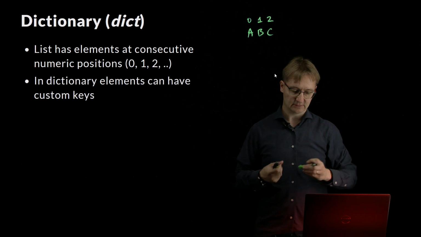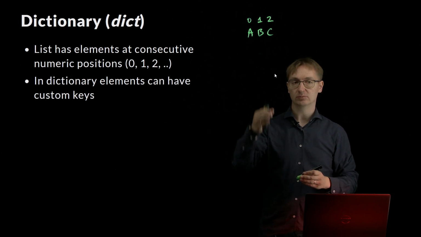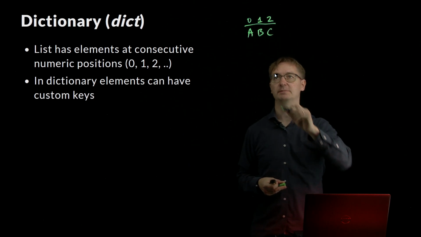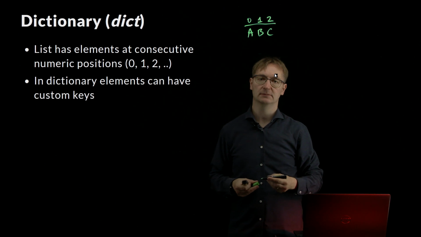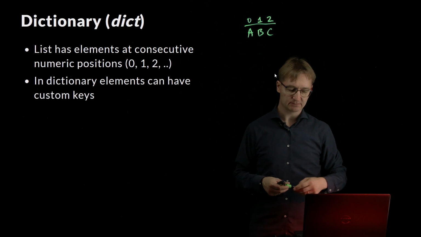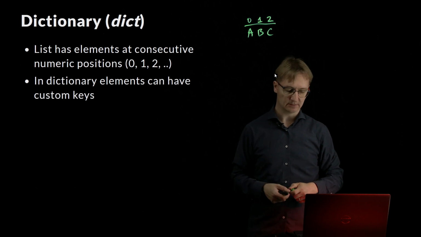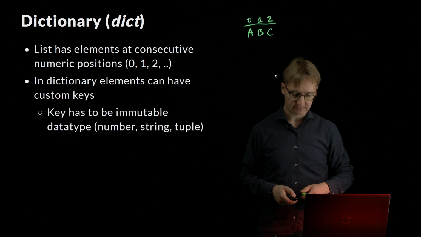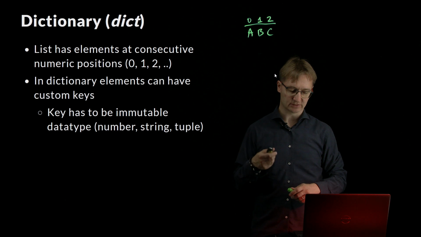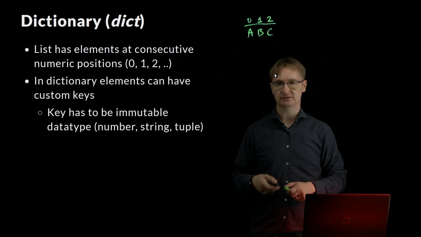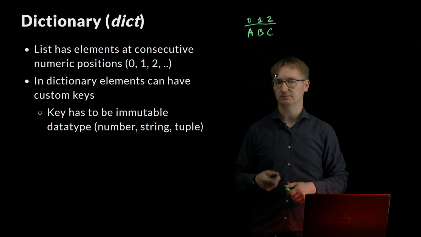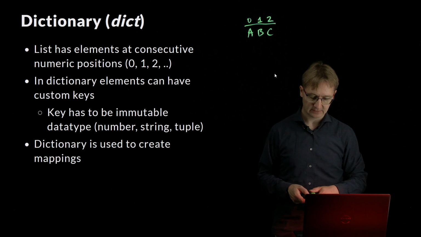Now in a dictionary we can use our own keys or our own positions. So we can have, for example, key 7 or even key hello, and so on. So basically a dictionary can have elements which have custom keys. The key itself is immutable, so we can use data types like numbers, strings, tuples, but we cannot use lists, dicts or sets as keys.